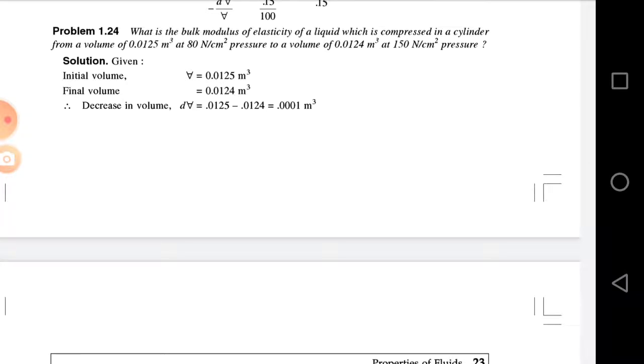Another simple problem. What is the bulk modulus of elasticity of a liquid which is compressed in a cylinder from a volume of 0.0125 meter cube at 80 Newton per centimeter square pressure to a volume of 0.0124 meter cube at 150 Newton per centimeter square pressure. So initial volume is 0.0125 meter cube. Decrease in volume is 0.001 meter cube.